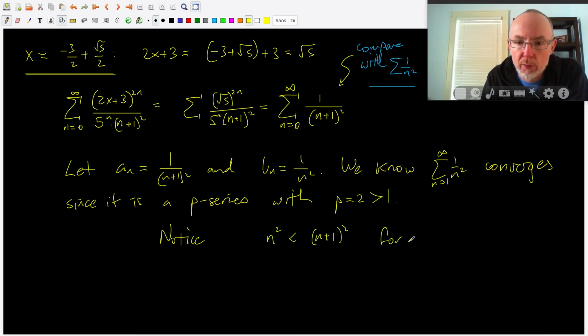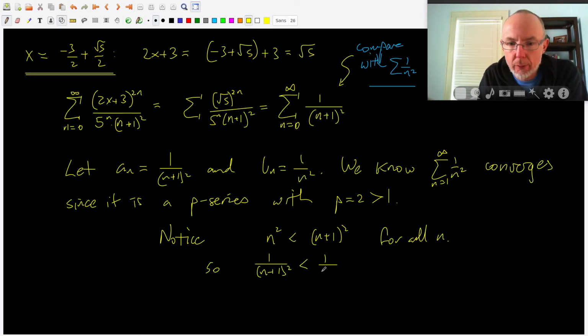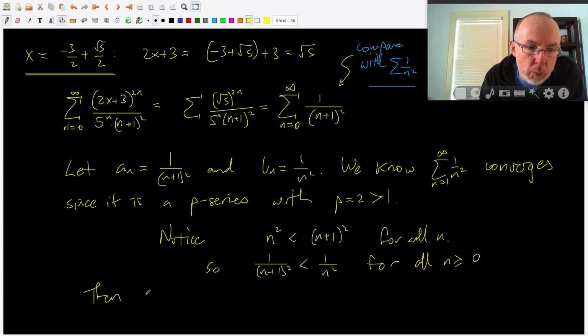This is true for all n. And so we can rearrange this, divide by n plus 1, it's a positive number so it doesn't change the inequality, onto the left, and divide the n squared onto the right. And so we see that 1 over (n plus 1) squared is smaller than 1 over n squared for all n, right? In particular for all n greater than or equal to, well, 0, let's say. And then that's what we needed.